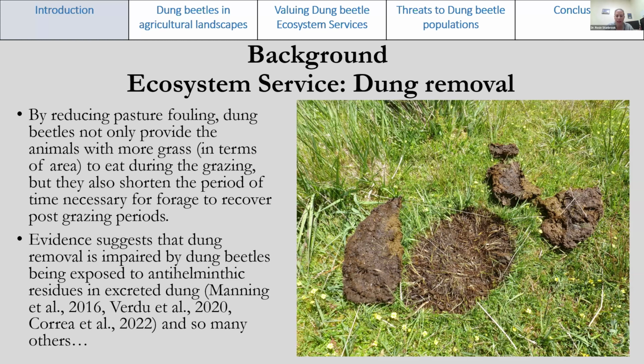And this is really important because having dung beetles on ranchlands, removing the dung from the surfaces, reduces the time that it takes this forage to regrow. Importantly, having a higher abundance of dung beetles is super important. And we have now discovered in the last 20 years or so that dung removal is impaired by dung beetles being exposed to anthelmintics. So that's the deworming medication that is often given to cattle on ranches.